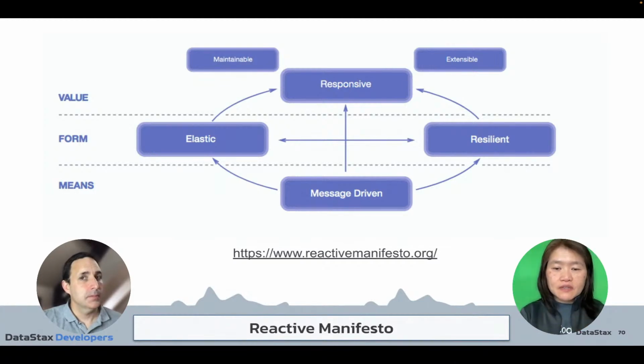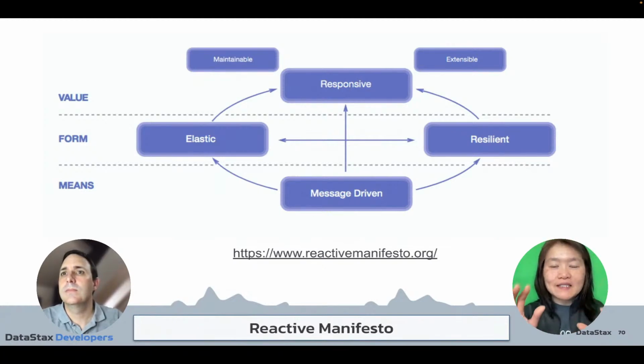And essentially, this reactive manifesto is what defines whether a system is reactive. There are 4 tenets, as you can see in here. This is actually an enhanced diagram, because normally you see the 4 tenets: responsive, elastic, resilient, and then message driven.